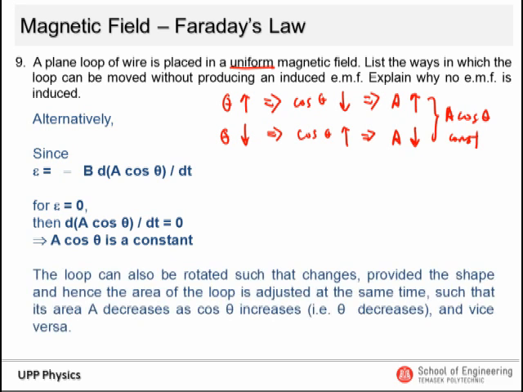Hence, the loop can also be rotated such that theta changes, provided the shape and hence the area of the loop is adjusted at the same time, such that its area A decreases as cosine theta increases, or in other words, when theta decreases, and vice versa as indicated previously. I hope this question will give you a better understanding of Faraday's law. Thank you.